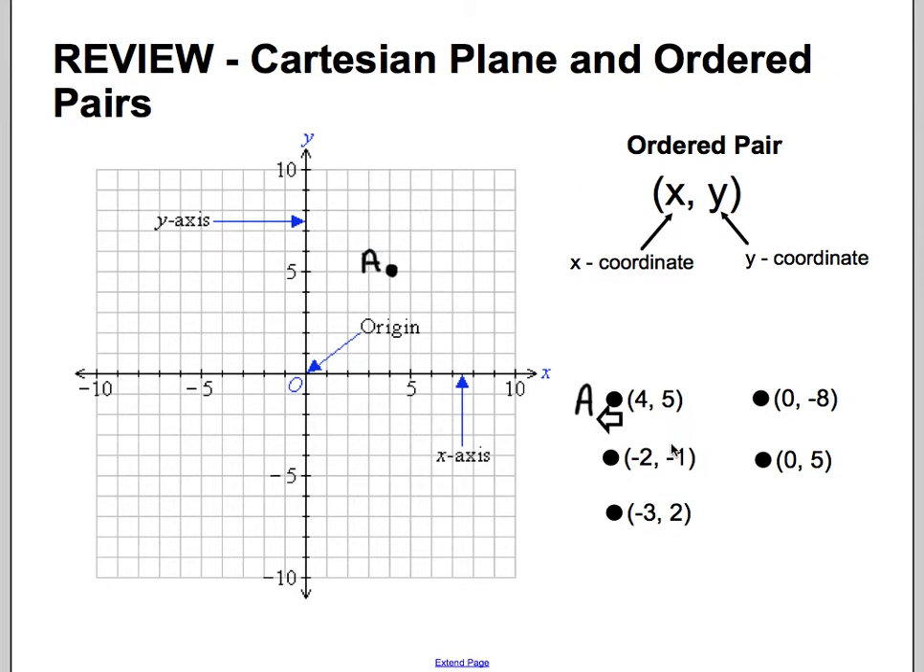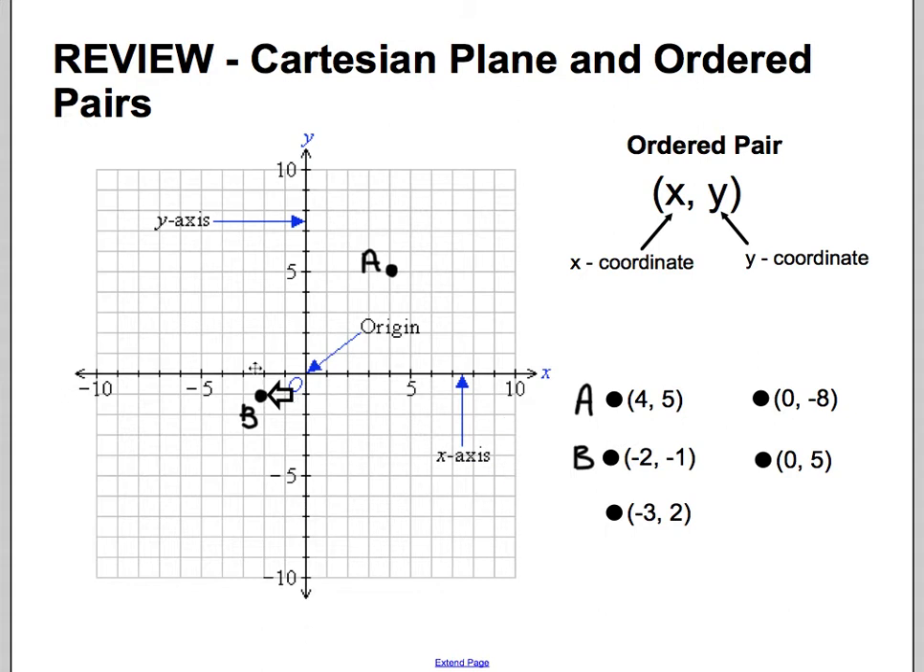The next ordered pair that we have is -2, -1. This says I go 2 to the left and 1 down. So from the origin, I'm going to go 2 to the left and 1 down, and I'm going to put a point there. Once again, instead of having the ordered pair, I'm just going to call that point B.